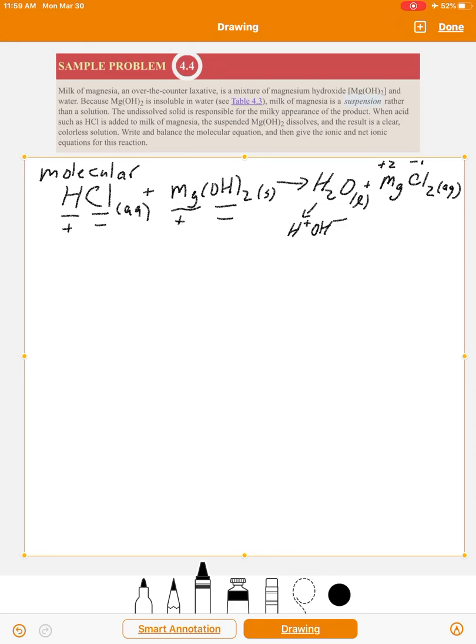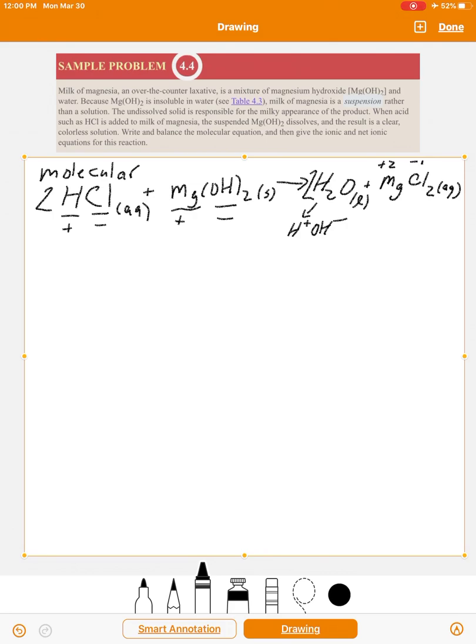Now, is it balanced? I don't think it is, because if you look, there's 1 chloride on the left and 2 on the right. So what if I put a 2 here on the left? Now I've got 2 chlorides. We've got a total of 4 hydrogens on the left, but only 2 on the right, so I'm going to put a 2 there. And now that's the balanced molecular equation. States of matter, balanced equation, correct formulas. There's a lot in that, and that's just the molecular.